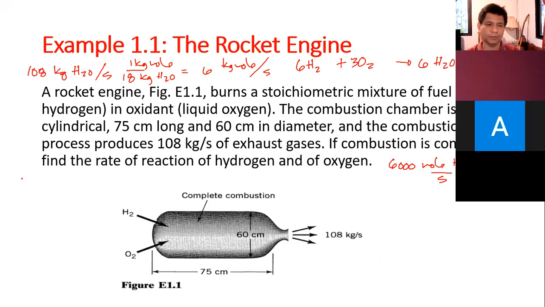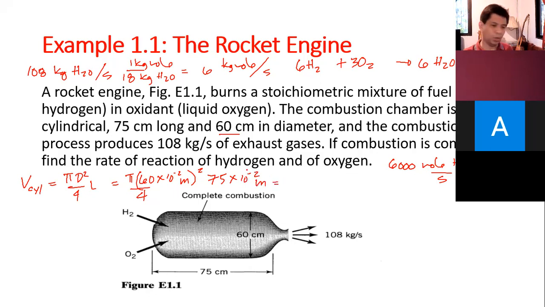So what's the formula of a cylinder? What's the volume of a cylinder? Pi d squared over 4 times the length. So just substitute here. Pi, this is the diameter, 60 times 10 to the minus 2, so this is in meters already. Square this. Don't forget to divide by 4. Then multiply it by the length. The length is 75 times 10 to the minus 2, also in meters. So using your calculator, what is the volume of our reactor?